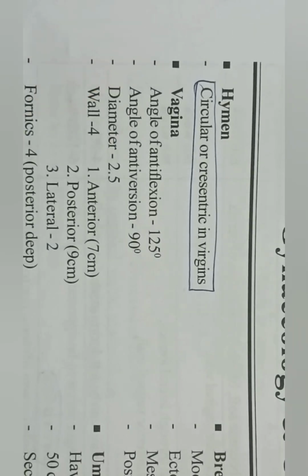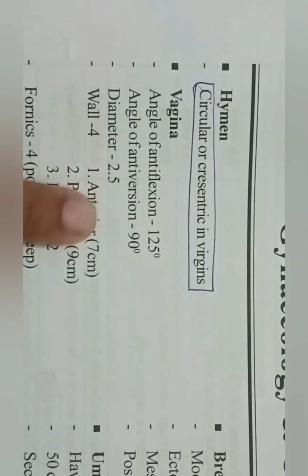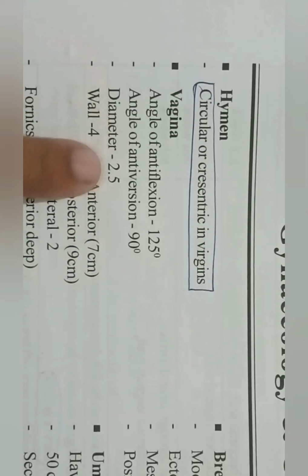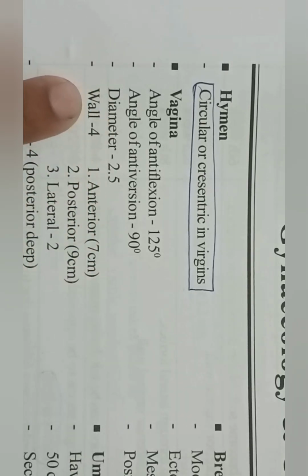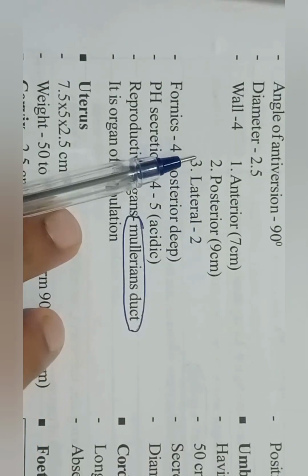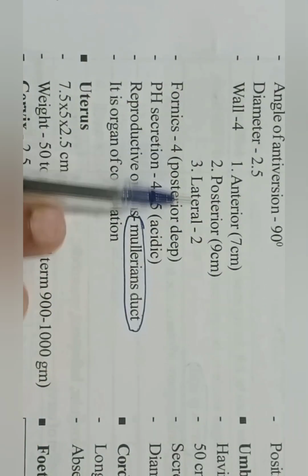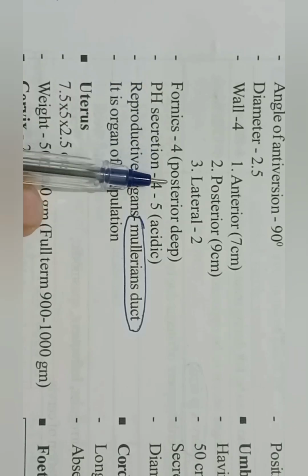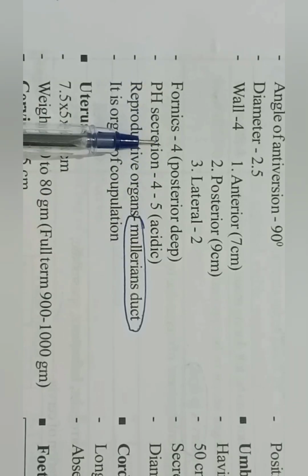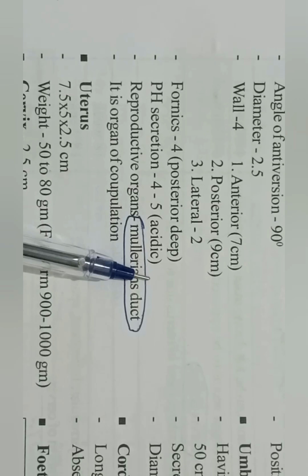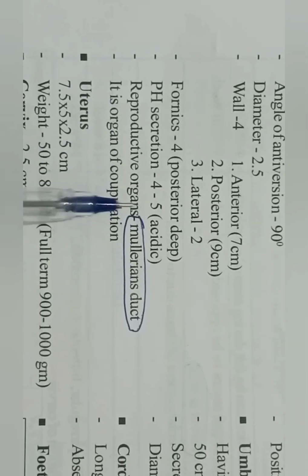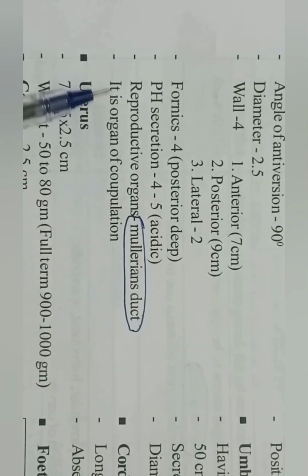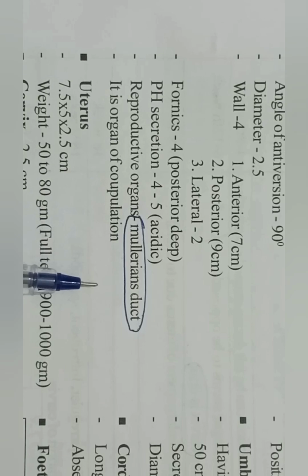Next, the vagina. Angle of anteflexion 125 degrees, angle of anteversion 90 degrees, diameter is 2.5. The vagina contains four walls: anterior 7 centimeters, posterior 9 centimeters, and 2 lateral walls. Then come the fornices, 4 fornices, posterior and deep. pH of secretion is 4 to 5, it is acidic. Reproductive organ, Mullerian duct. It is an organ of copulation.